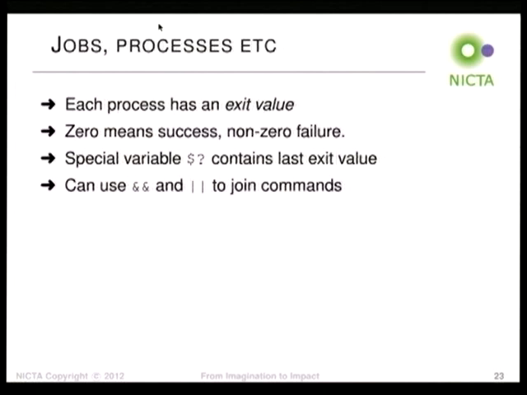Each process has an exit value, we've already said that. Each process has a process ID. You can do some things with these. Always zero means success, non-zero means I didn't do what you asked me to do. You can use the same kind of C, ampersand, or pipe to execute things conditionally. And it's the same sort of shortcutting condition as it is in C. So ampersand says, do the second command if the first command succeeded.